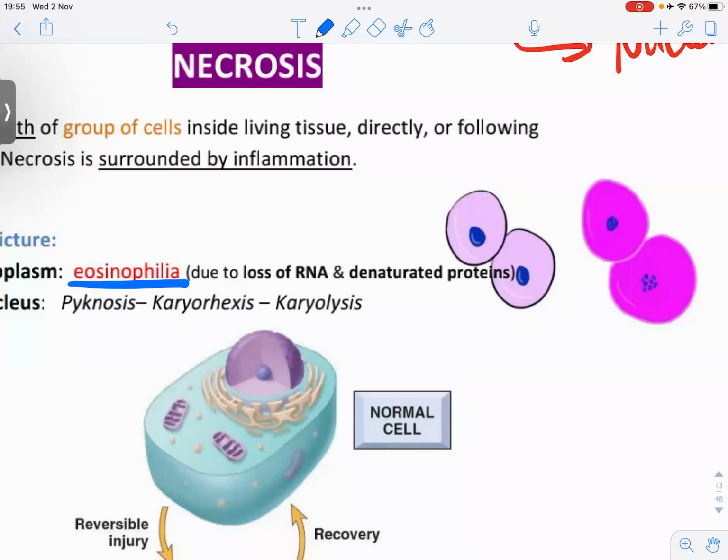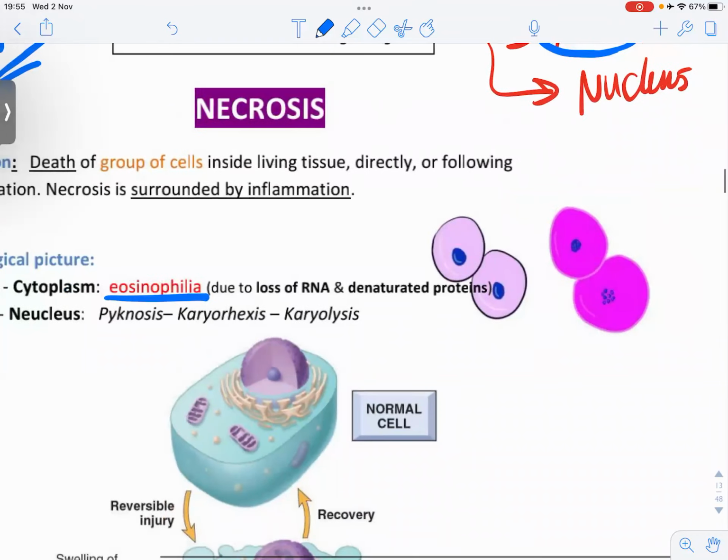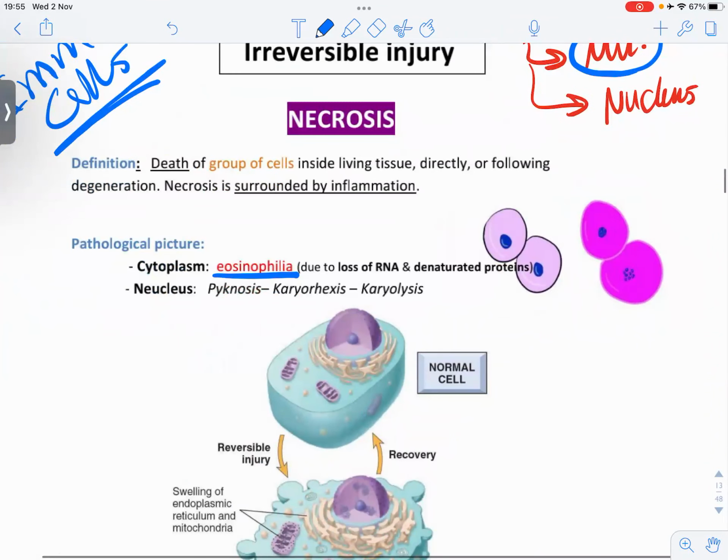So eosinophilia is because of the proteins, which are free from mitochondria and some organelles and accumulate inside the cell, so the cell appears red in color. And the RNA is destroyed, and we know that RNA was responsible for the bluish color of the cell. Now, unfortunately, we don't have RNA, so we don't have blue color. So the necrotic cell under the microscope will be eosinophilic. And of course, the nucleus will be destroyed.